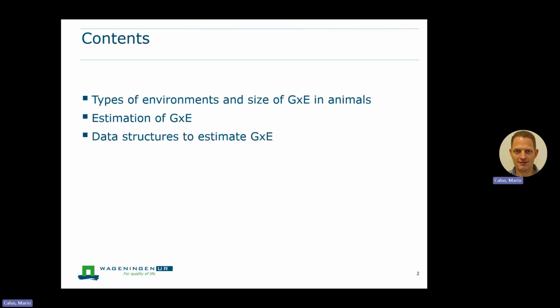So the contents of the first lecture are that we quickly go over different types of environments and also the size of the observed genotype by environment interaction in animal breeding. We'll spend some time on how to estimate G by E, and then, if time permits, we will go over some different data structures needed to estimate G by E.